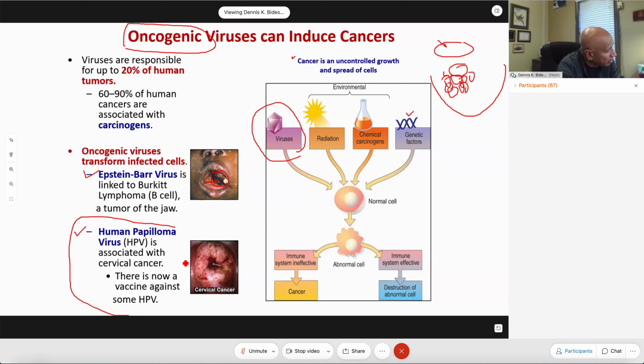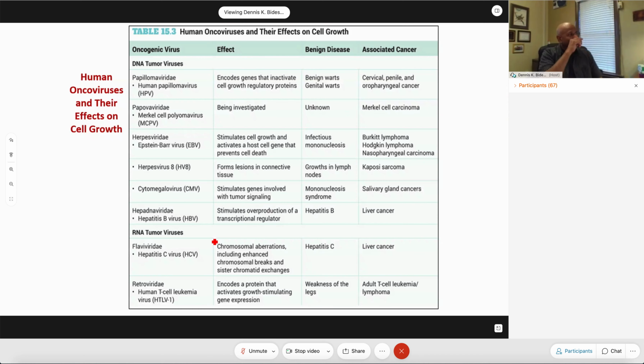That's the human papillomavirus. And the biggest problem we have with HPV is in women. It can cause cervical cancer. So this is a cervix. This is a person with cervical cancer. That's induced by a virus, HPV. All right? Now here's a list.